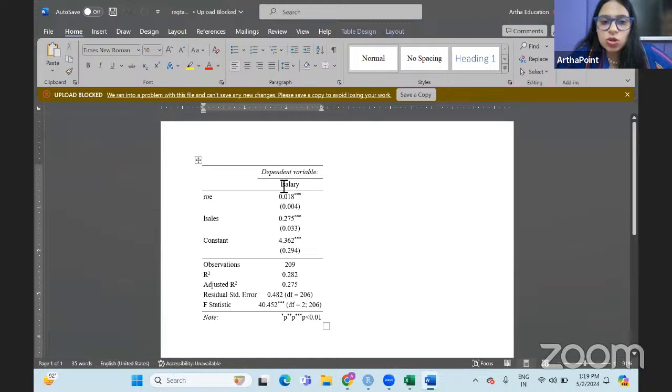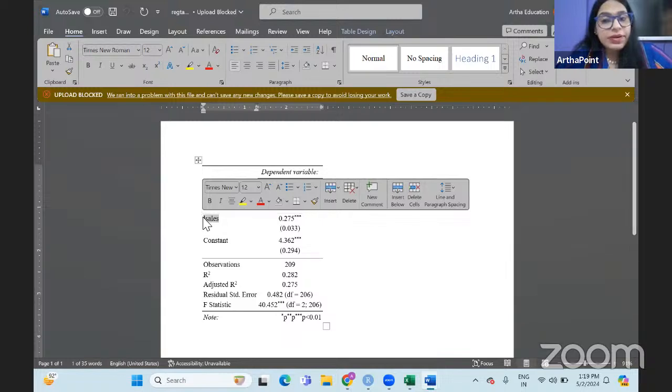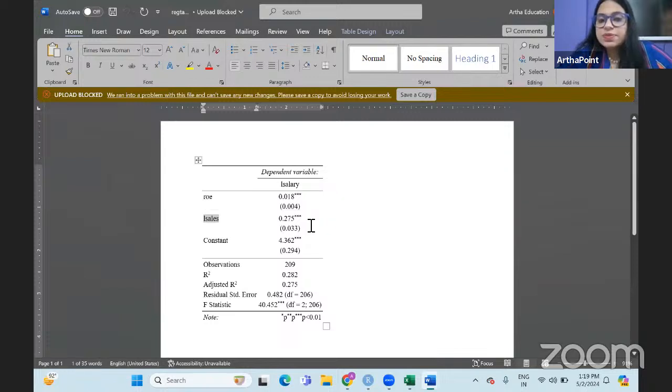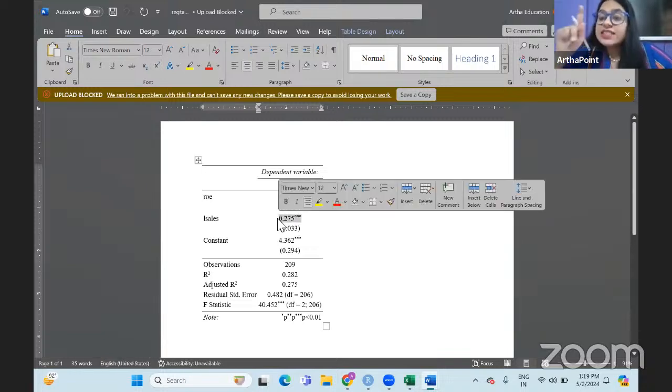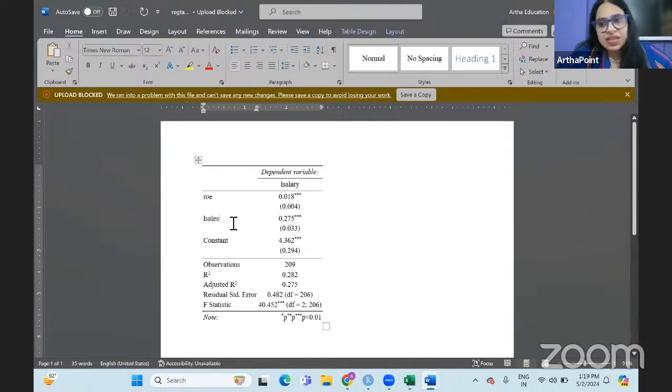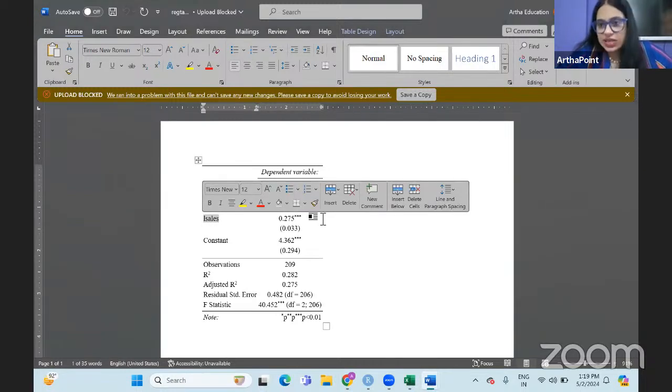So you see here, this is also in the log form, and this is also in the log form. And remember, beta, we know that whenever my dependent and independent variables are both in the log format, this beta is actually elasticity, right? This beta is elasticity. So this 0.275 is telling us the elasticity between salary and sales. So it tells us the percentage change in salary when there is a percentage change in sales, right?